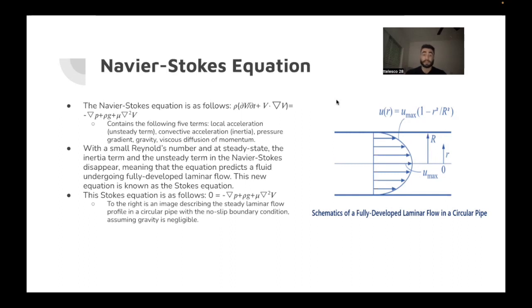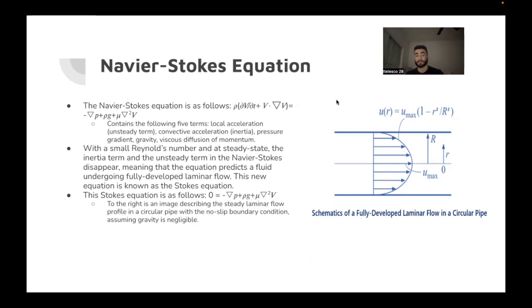Now, with a small Reynolds number and at steady state, the inertia term and the unsteady term in the Navier-Stokes equation disappear, meaning that the equation now predicts a fluid undergoing fully developed laminar flow. This new equation is known as the Stokes equation. It's essentially half of the Navier-Stokes equation. The entire left-hand side of the Navier-Stokes equation goes to 0, and we are left with the right-hand side, which is known as the Stokes equation.